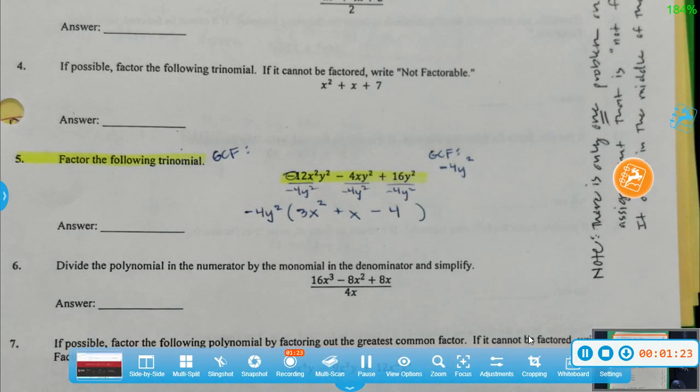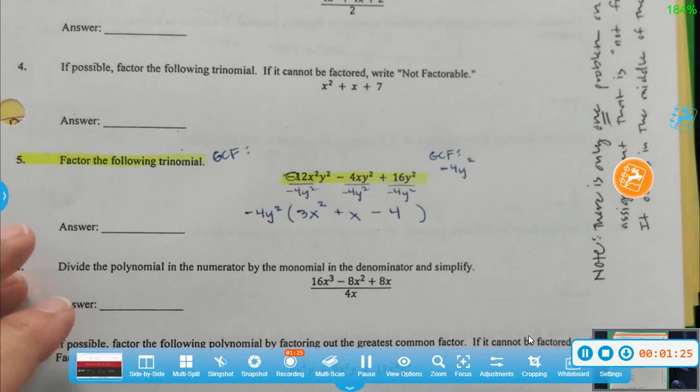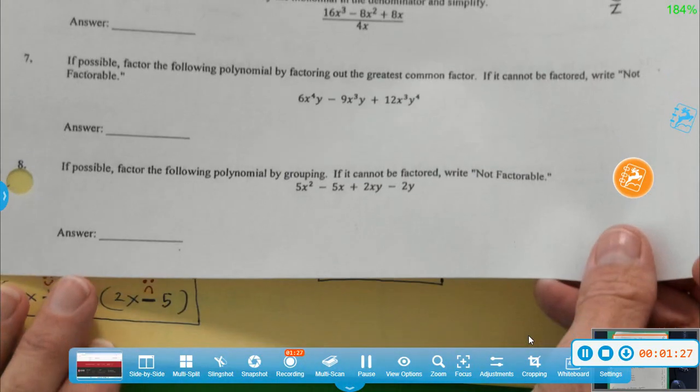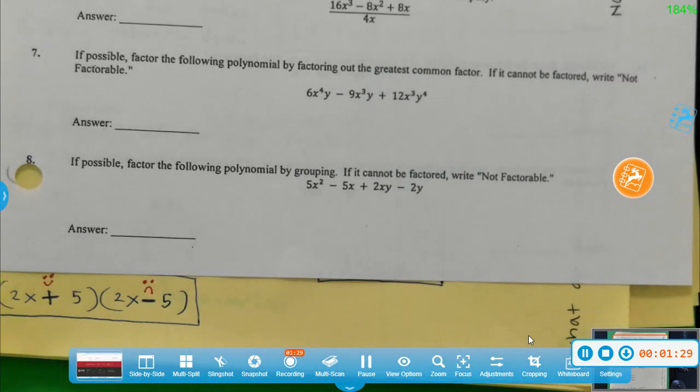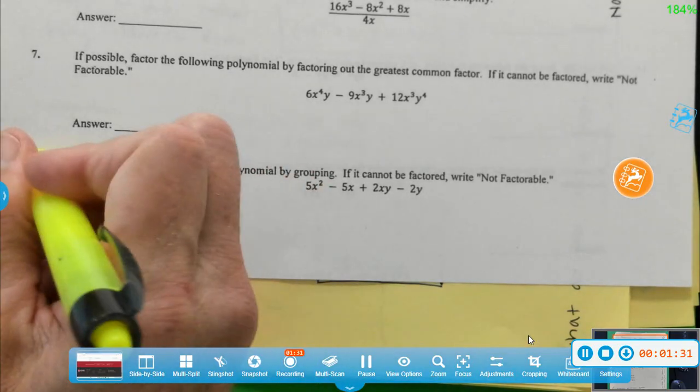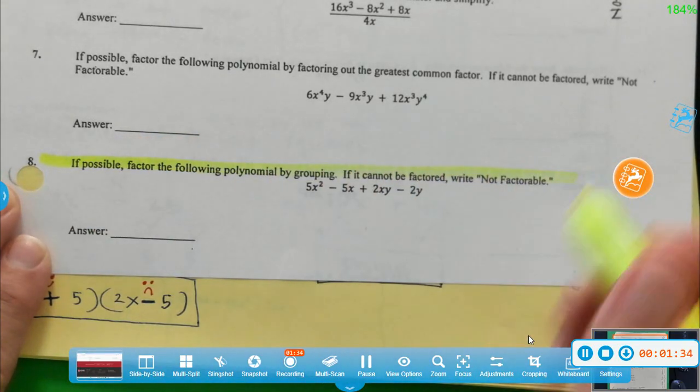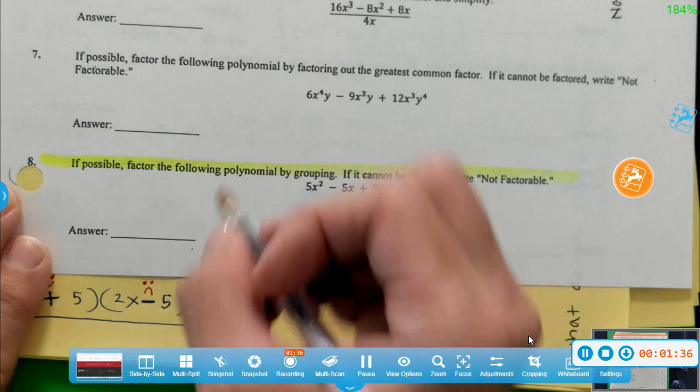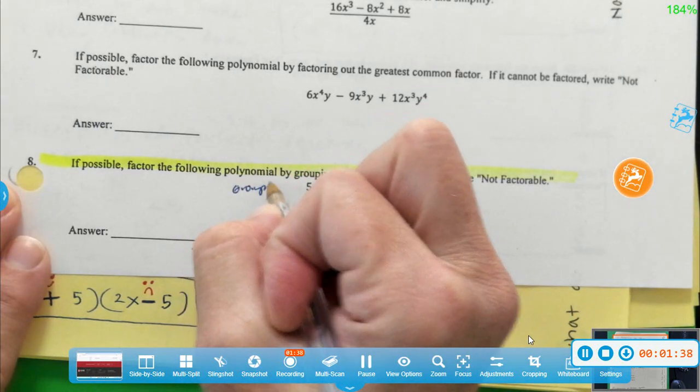All right, let's try a grouping. I think the number 8 is grouping, so let's try number 8. Number 8. And this is grouping. So try this by grouping.